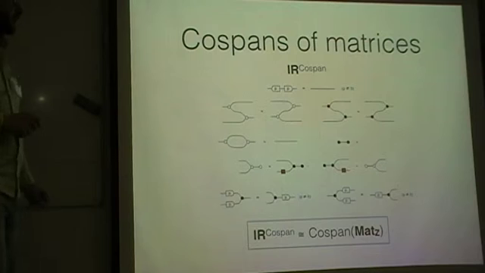Now, for cospans of matrices, because of the way we calculate pushouts via transpose, we actually get all the same equations, but somehow reversed. Right? So we reverse everything and we recolor. It's very simple. So we get basically all the equations that we didn't have before.